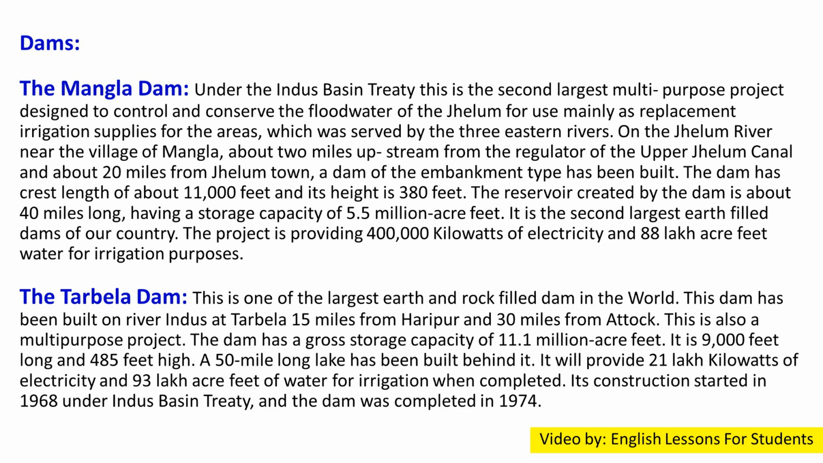The reservoir created by the dam is about 40 miles long, having a storage capacity of 5.5 million acre feet. It is the second largest earth-filled dam of our country. The project is providing 4 lakh kilowatts of electricity and 88 lakh acre feet of water for irrigation purposes.